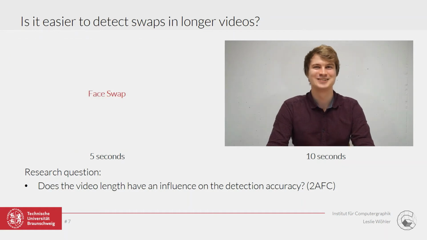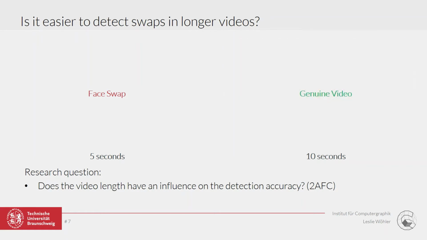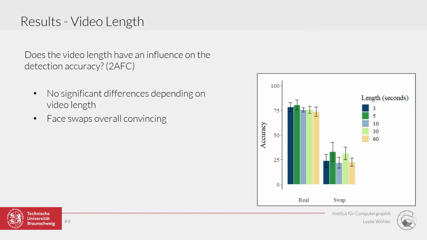In the second experiment, we wanted to assess whether the video length has an impact on the detection accuracy of participants. Here, participants were informed about the concept of face swapping before the experiment, and for each video had to decide whether it was a face swap or a genuine person. We found no significant differences between the conditions. This may indicate that participants are able to quickly decide whether a video is genuine or not.